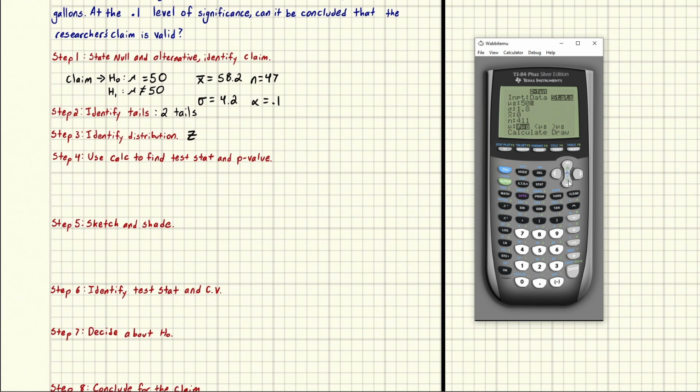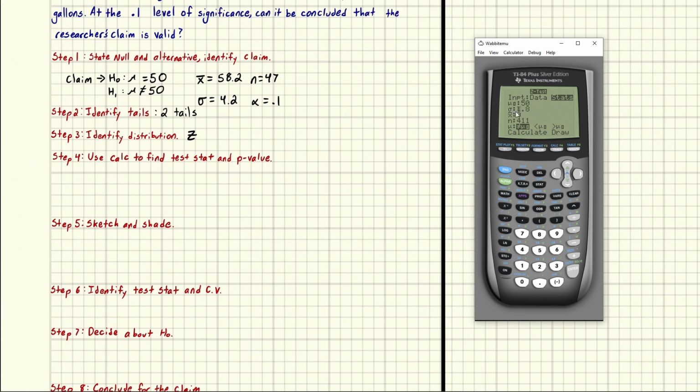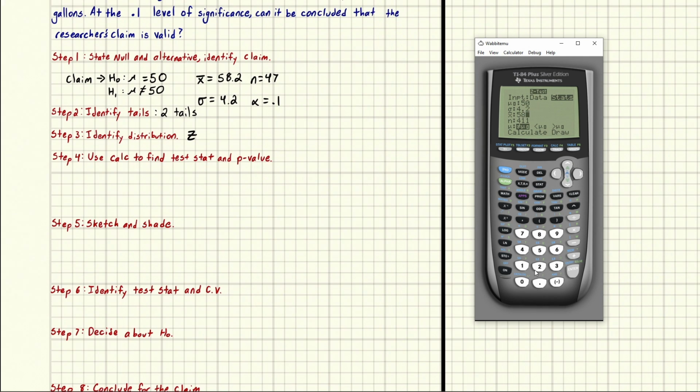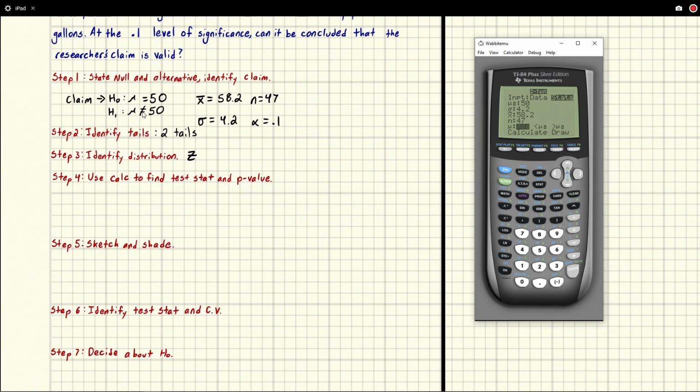So we put 50 there. You just put whatever the first one is here, the H naught. And then for our population standard deviation, we had 4.2. For our X bar, well, we had 58.2. We took these out of the problem, and they're coming in handy. N was 47. For the alternative hypothesis, we just want it to match. So not equals 2, not equals 2.